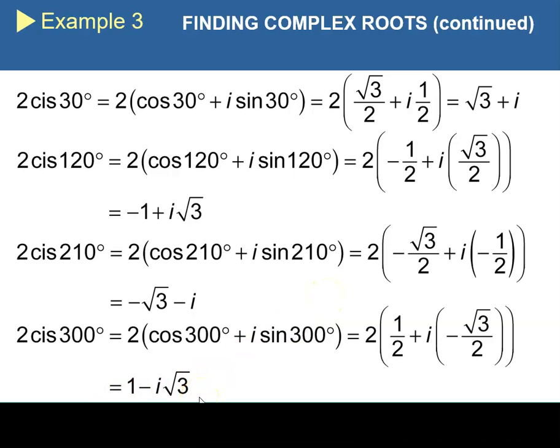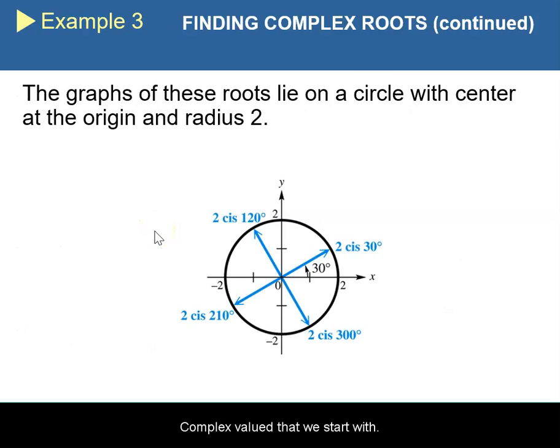Okay, so again, we're familiar with doing this part because that's what you've been doing for the last section. Just in this section it's a little different because this is now the last part of a bigger problem, right? So these are my 4 roots for that one single complex value that we started with, okay?